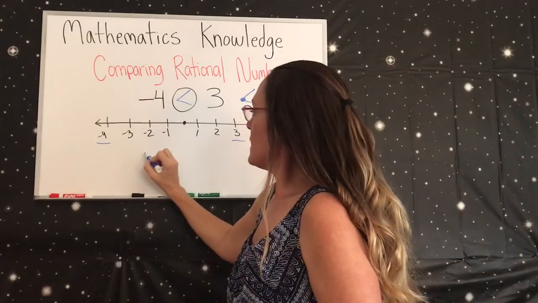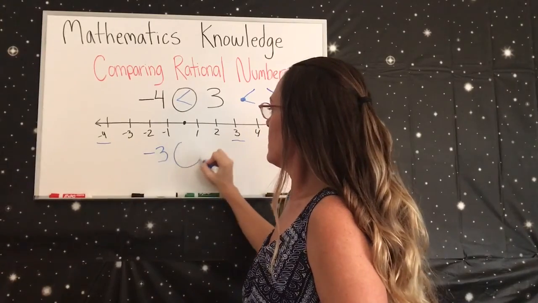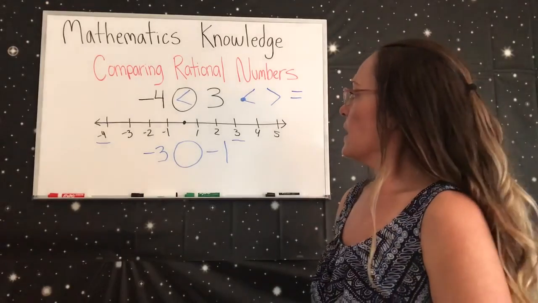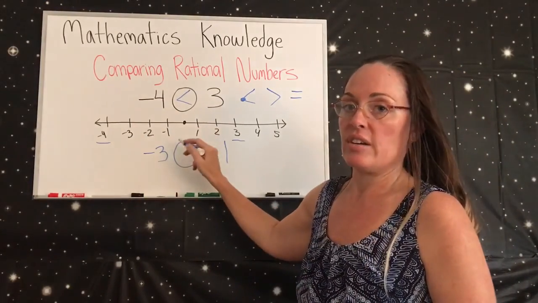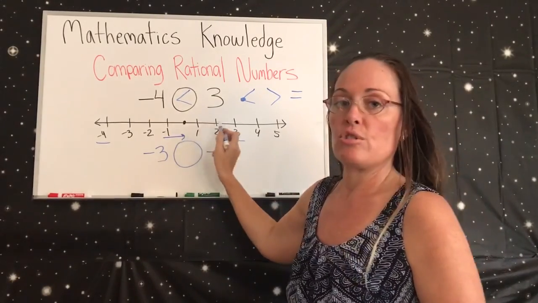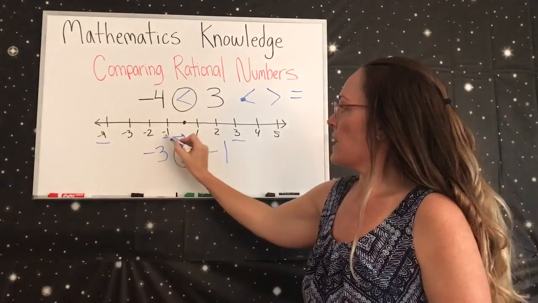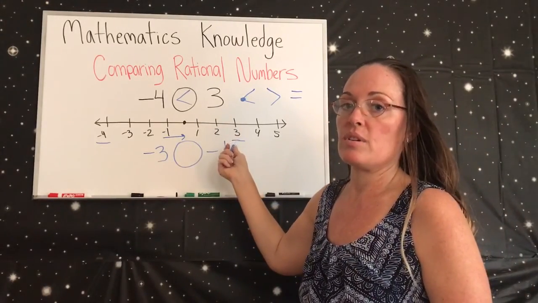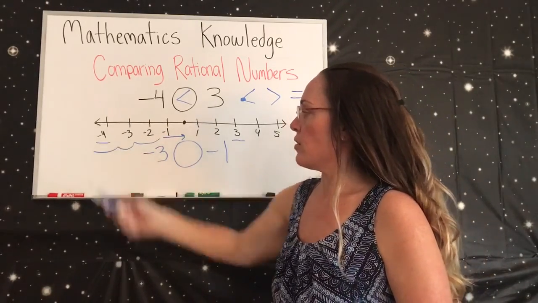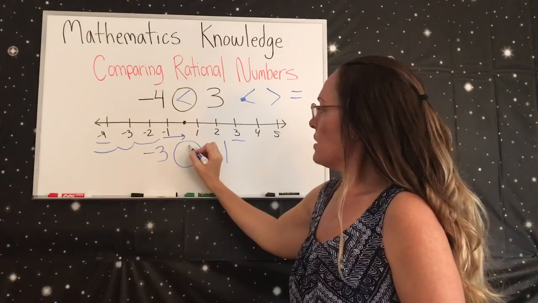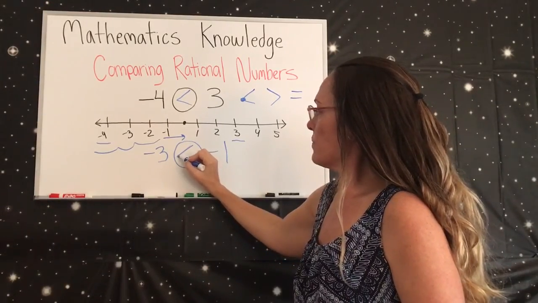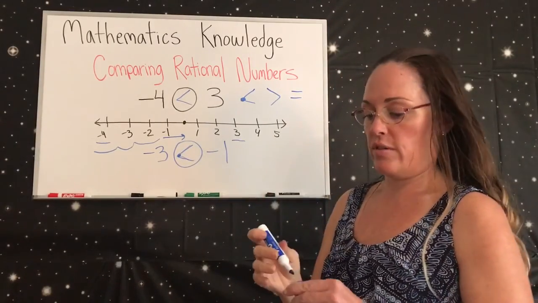Now let's say you had a -3 and a -1. This is where it gets a little confusing. -1 is actually greater than -3 because -1 is closer to the positive numbers. So any negative number that's closer to the positive numbers is going to be greater than the bigger negative numbers going that way. So -3 is less than -1. Or -1 is greater than -3.